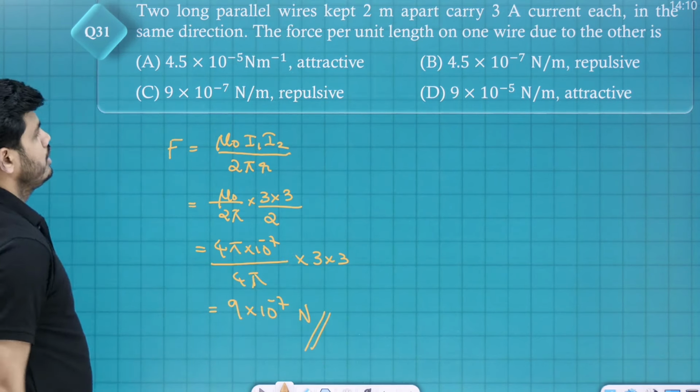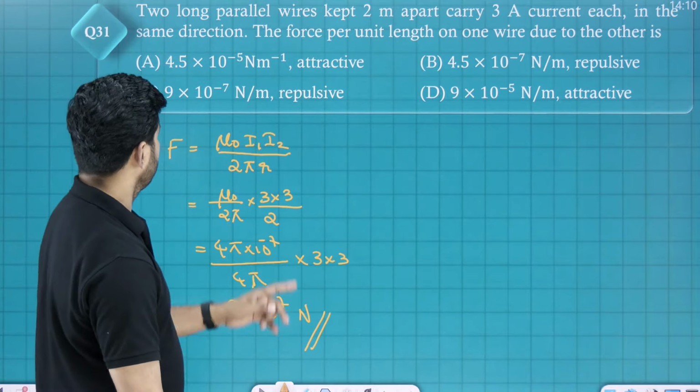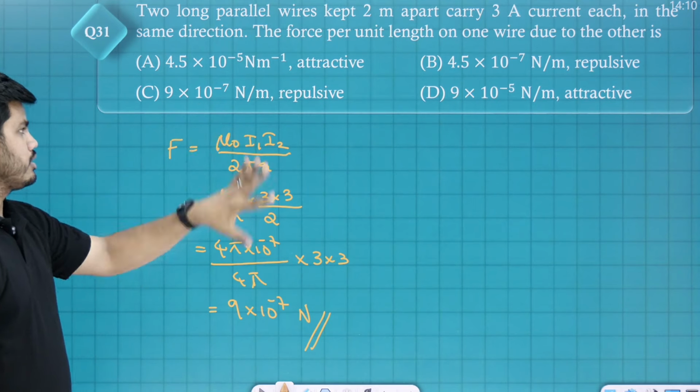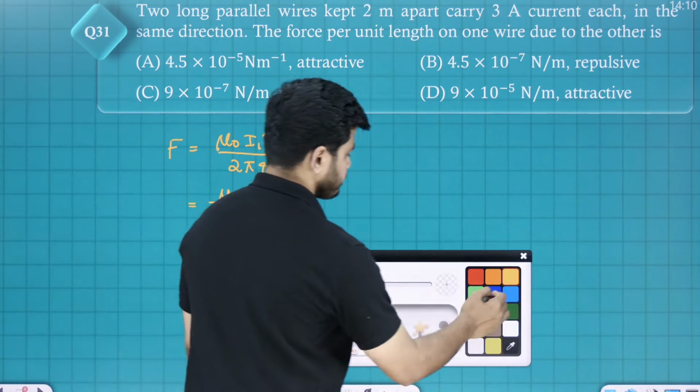Unfortunately, we have two options given, 9 into 10 raised to minus 7. Sorry, only one option is there, right? 10 raised to minus 7. And it says repulsive. Repulsive.